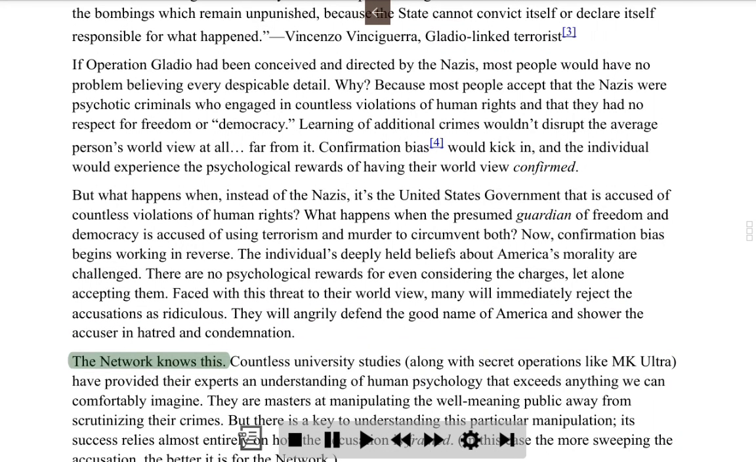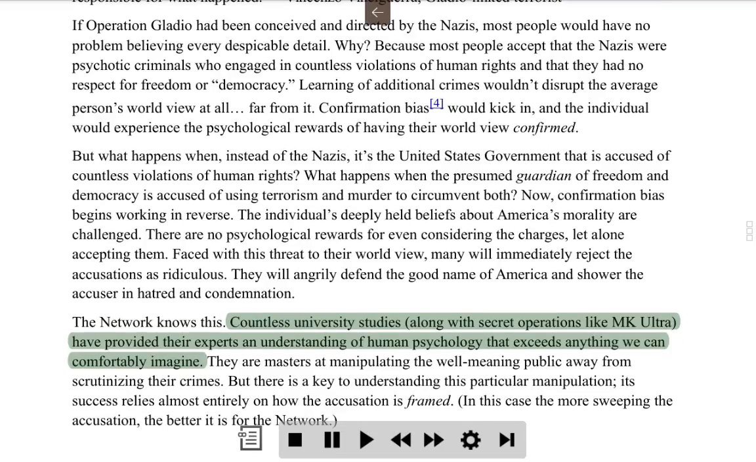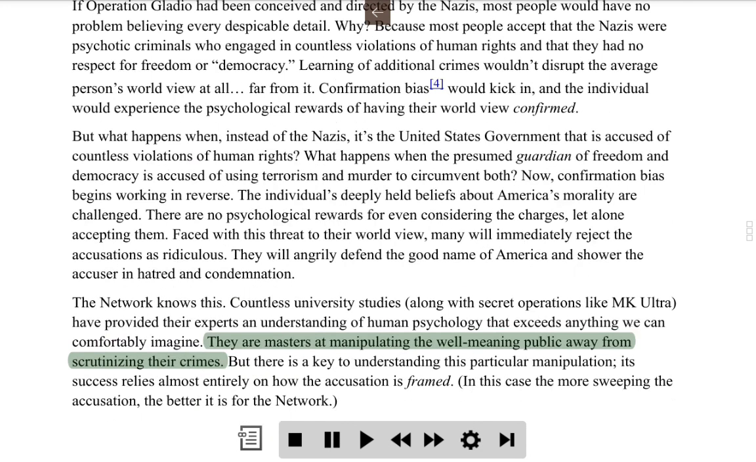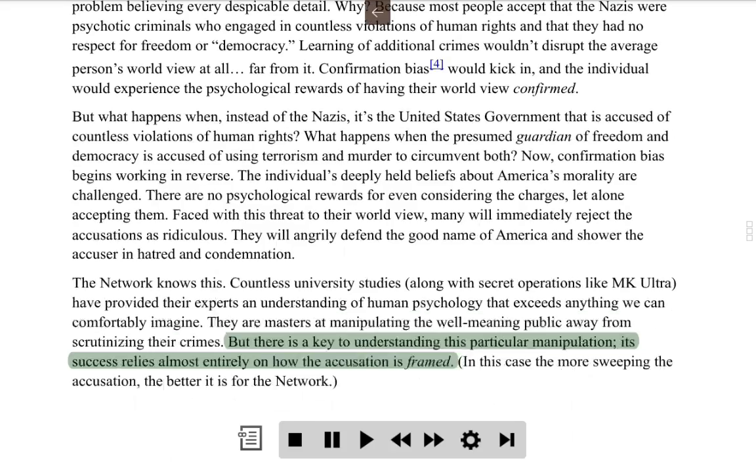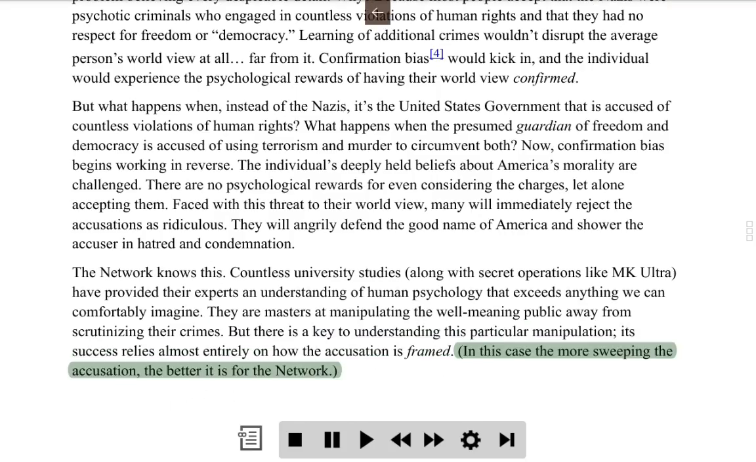The network knows this. Countless university studies, along with secret operations like MKUltra, have provided their experts an understanding of human psychology that exceeds anything we can comfortably imagine. They are masters at manipulating the well-meaning public away from scrutinizing their crimes. But there is a key to understanding this particular manipulation. Its success relies almost entirely on how the accusation is framed. In this case, the more sweeping the accusation, the better it is for the network.